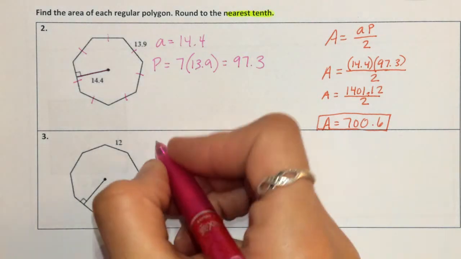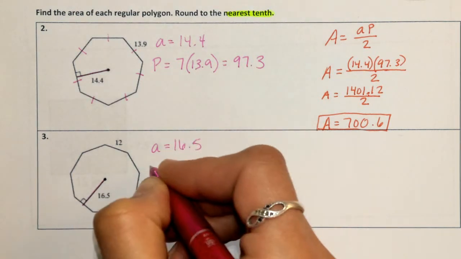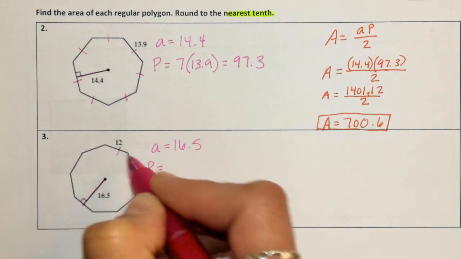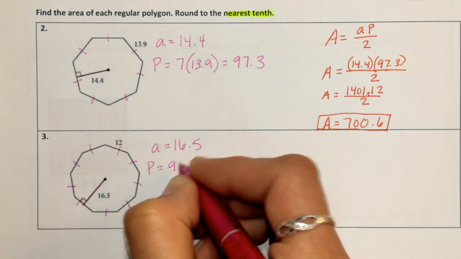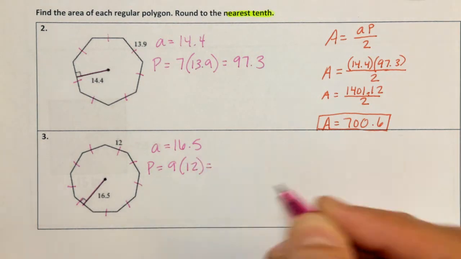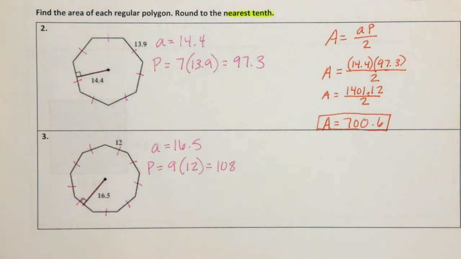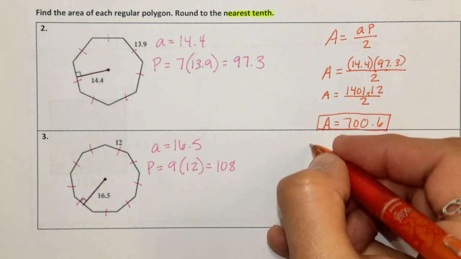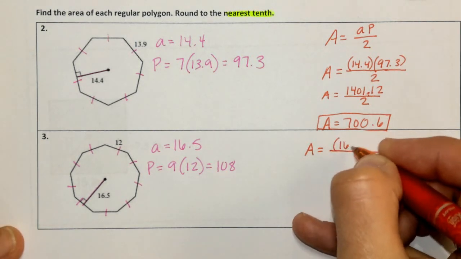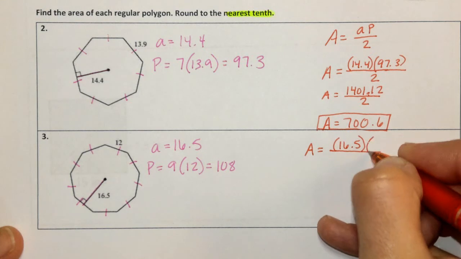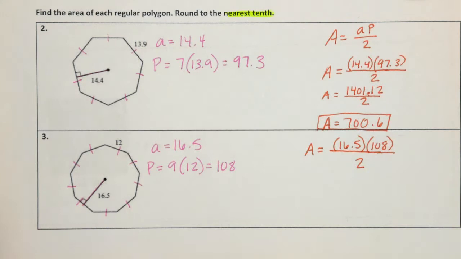On number 3, we're going to be given our apothem, 16.5. Our perimeter, we're going to take our number of sides, 1, 2, 3, 4, 5, 6, 7, 8, 9. Multiply it by our side length, because we have 9 sides that are 12, and we're going to get 108. In our formula, I'm going to go ahead and skip writing the formula down. We're going to have our apothem, 16.5, times our perimeter, 108, all divided by 2.